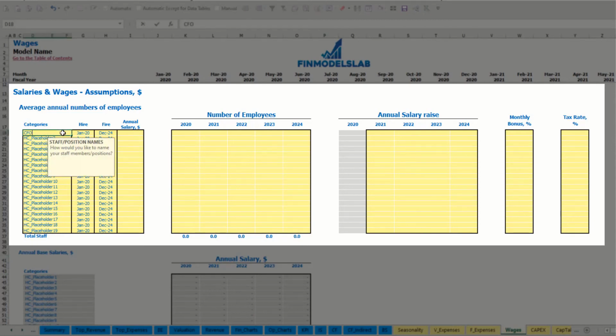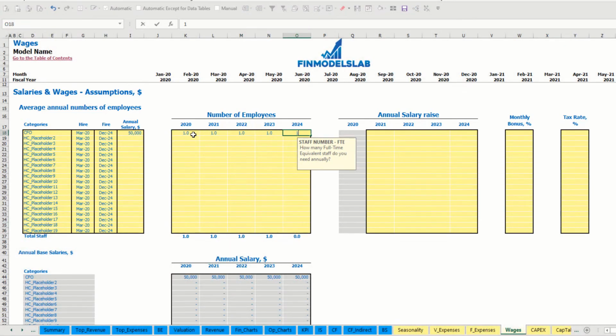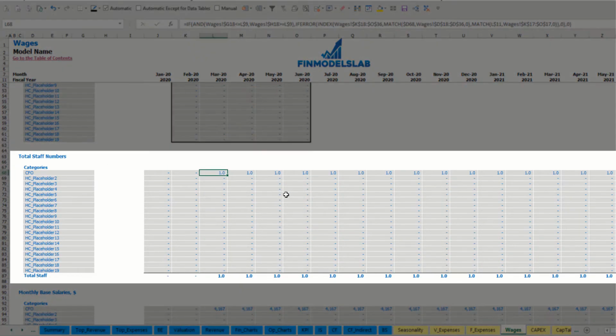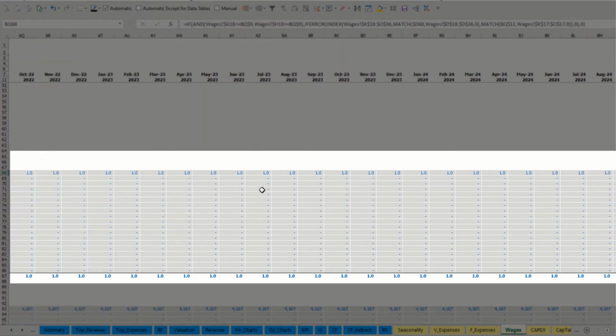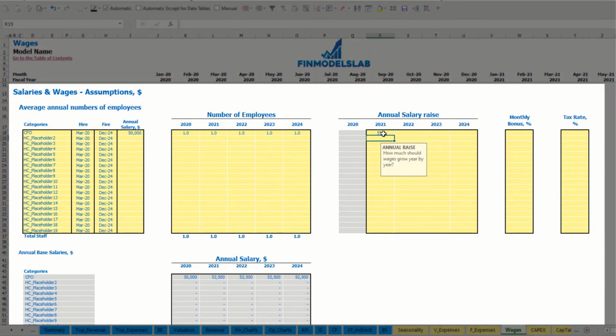Let it be CFO, which you are going to hire in March 20. You're not going to fire him, so the fire date will be December 24. So annual salary can be $50,000, and this will be one CFO over the time. So you may see one CFO, which is one headcount, starting from March till the end of the model, which is December 24. Also, you can input 5% of salary growth rate. You may see the amounts by years connected to this annual salary and impacted by annual salary rise.